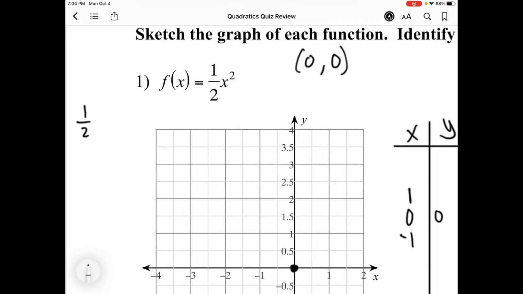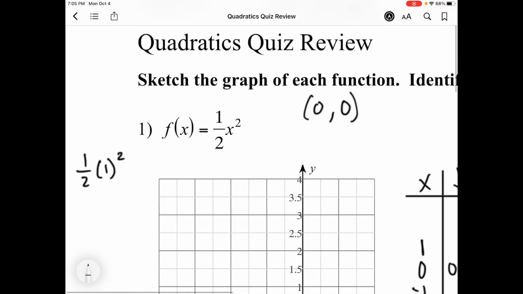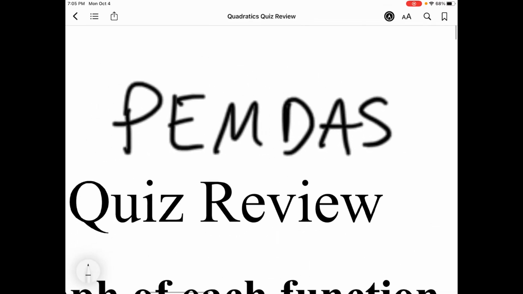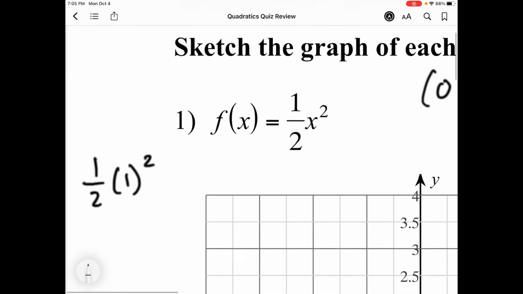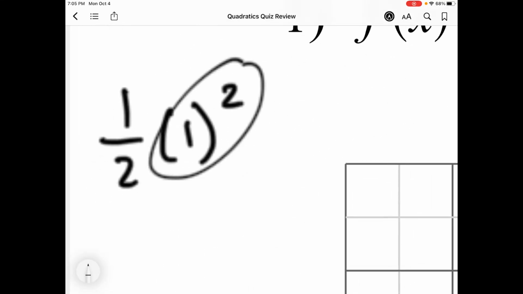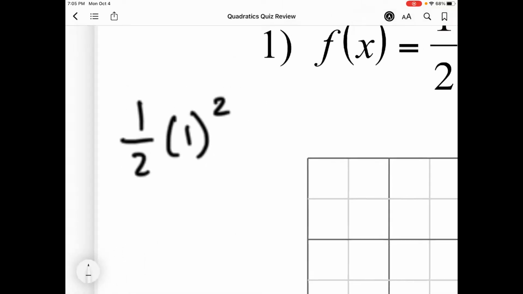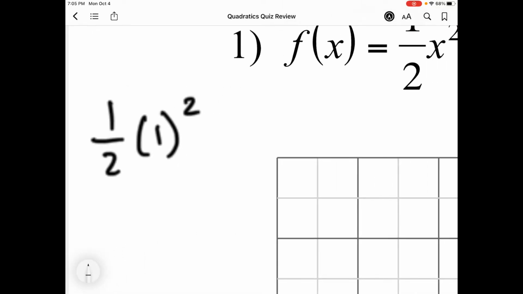So I'm going to do 1/2, and I'm replacing x with 1, and then it's squared, right? So when you square a value, what you're doing is multiplying that number times itself, right? So we're going to follow the order of operations as well, which I wrote up here, PEMDAS. So parentheses goes first. That's already done. Exponent is next, and then multiplies after that. So first we're going to do the exponent here, which is 1 squared. So 1 squared is just 1 times itself, which gives us 1. So we're left with 1/2 times 1.